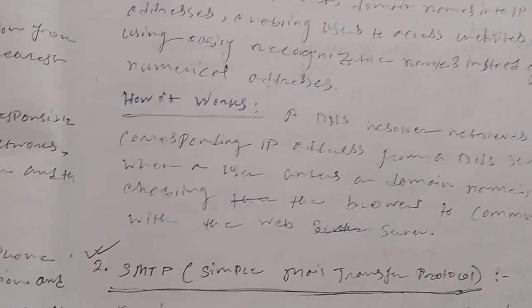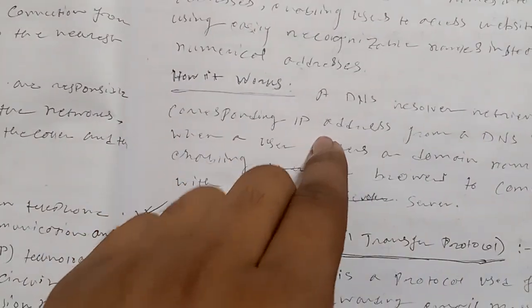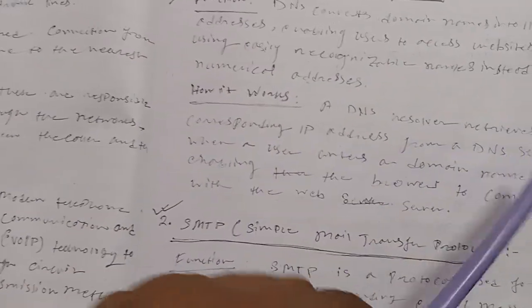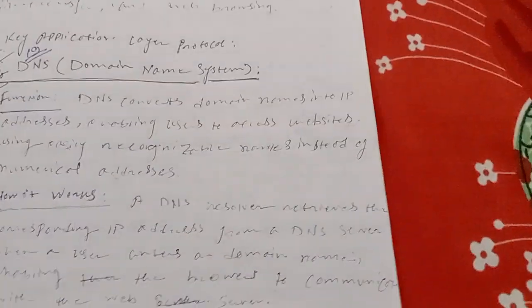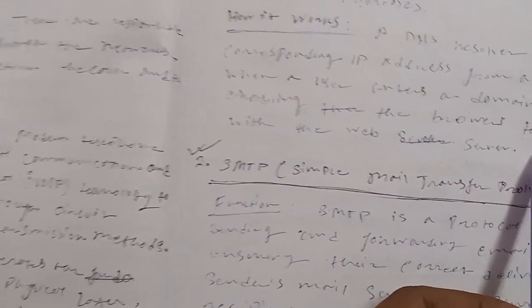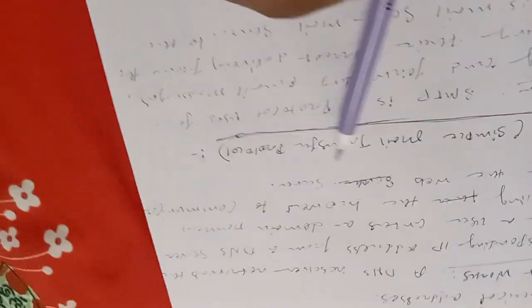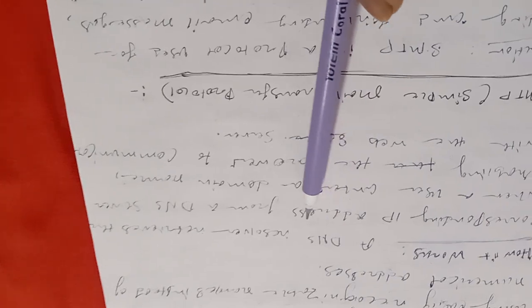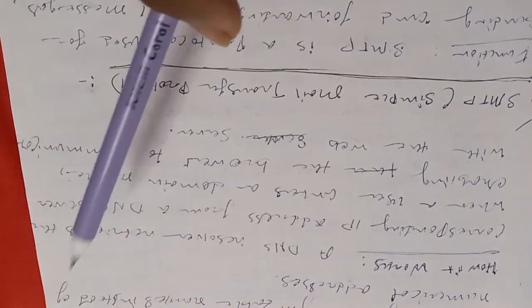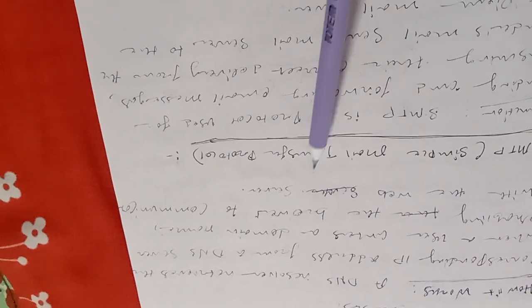And how does it work? A DNS resolver retrieves the corresponding IP address from the DNS server when a user enters a domain name, enabling the browser to communicate with the web server.